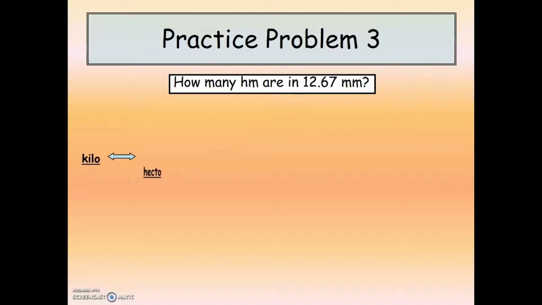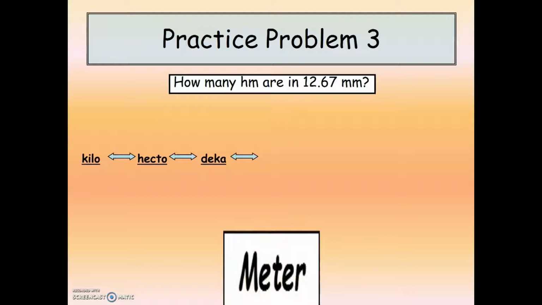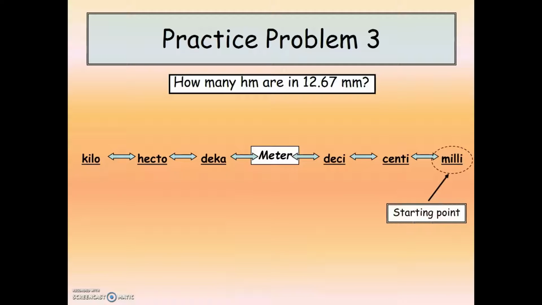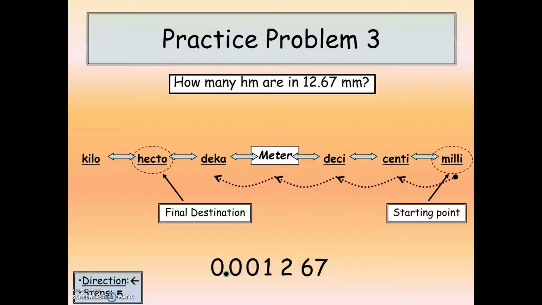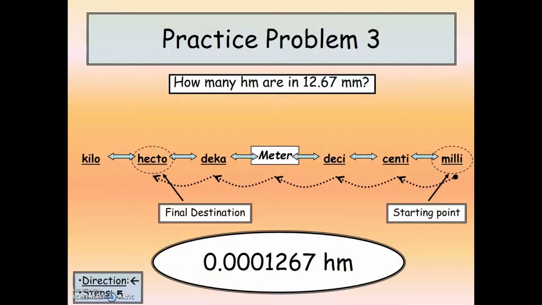How many hectometers are in 12.67 millimeters? So then again, we're starting now on the right hand side of this map. We're starting in the millimeters and we're going to go to the left. So our direction is left, and we're going to hop 5 steps. 1, 2, 3, 4, 5. So again, we move our decimal point to the left this time, not to the right, and we make sure we account for our zeros. And so that's going to give us 0.0001267 hectometers.